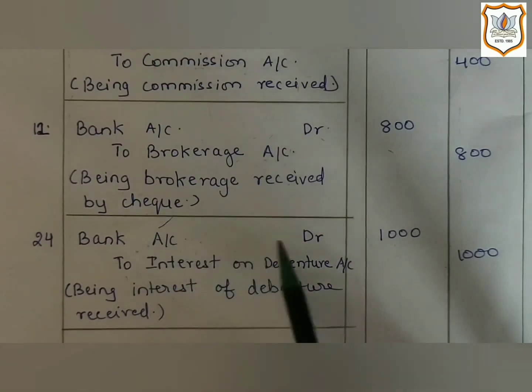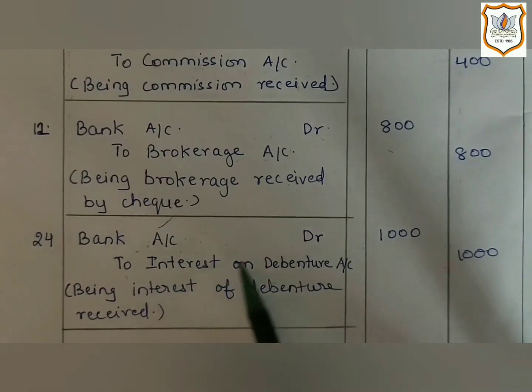Here we are receiving debenture interest through check. So bank account will be debited, and as interest on debenture is an income, so for this we will apply the rule of nominal account, which says credit all income and gain. So in this way interest on debenture account will be credited. We will write narration here, being interest on debenture received.